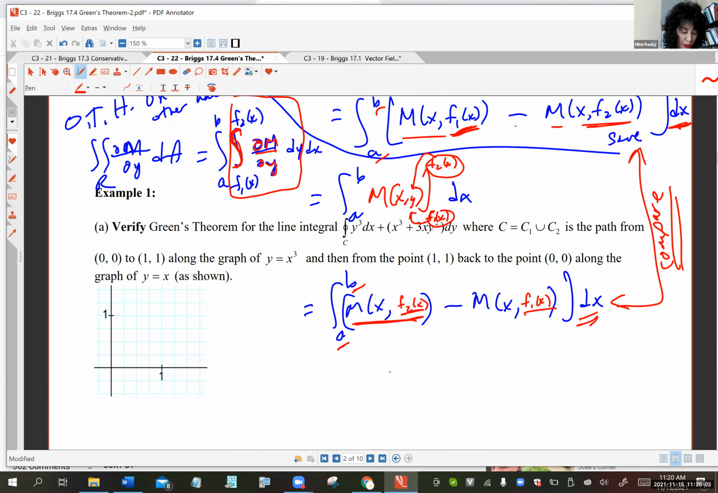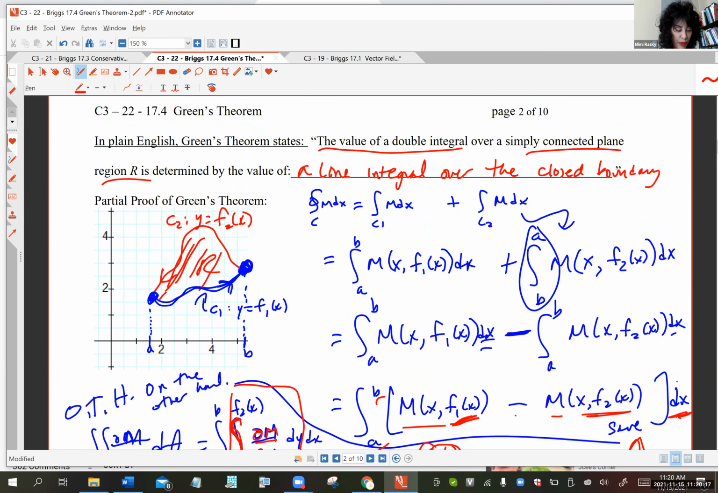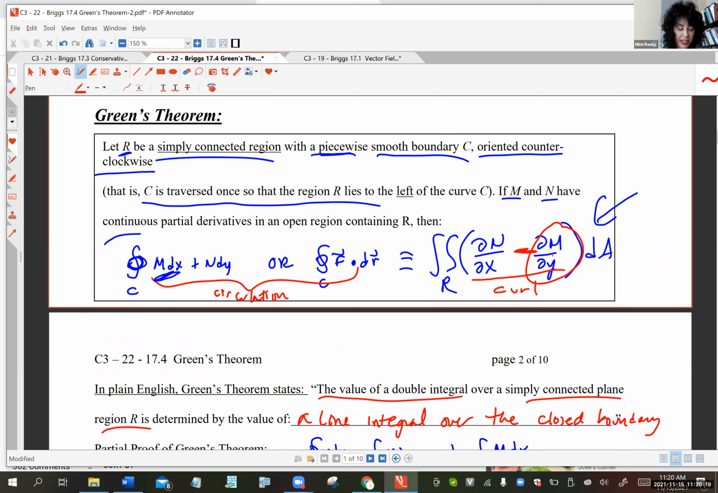What we can conclude is that the line integral M dx is equal to the opposite of the double integral over the region of dM dy. And that takes care of the negative. You see how you have this negative here in front of the dM dy.